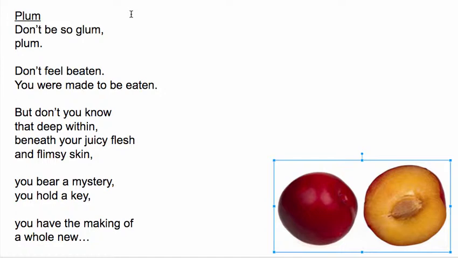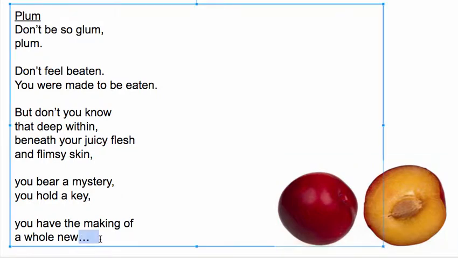What do you guys think it is? So we have a fruit, and we have seeds, and we've learned that seeds make new flowers, new plants. So if this is a seed, what do you think it could make? Hopefully by now you've said a new plum because it makes a new one. So this could be the missing word that goes here. You have the making of a whole new plum. And this word plum rhymes with glum. So now we have our rhyming pattern figured out.